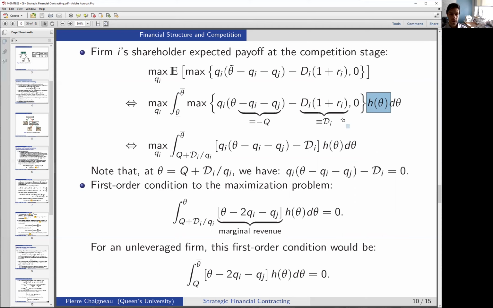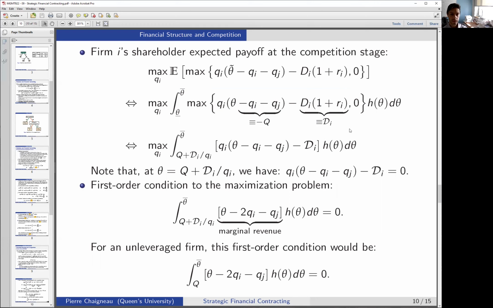Okay, so just some notations. We know that this is equal to DI. We know that this is total output produced. Okay, so this is quite straightforward. But now I'm going to try to determine for which values of theta the max here is going to be equal to this term, and when it is going to be equal to 0.